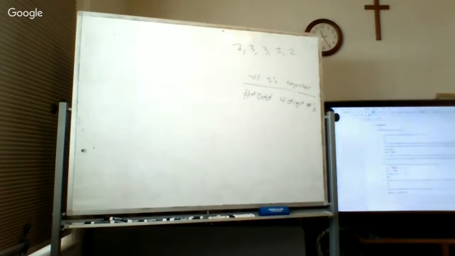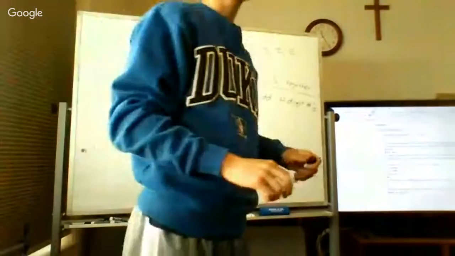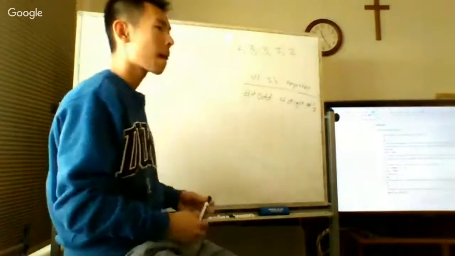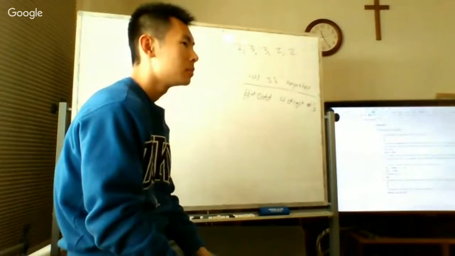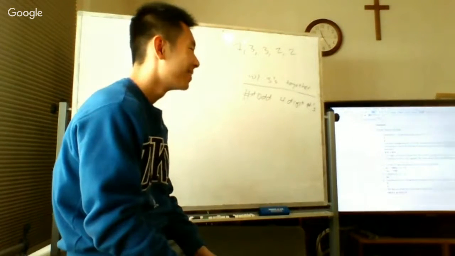Just 1 over 3P3. Divided by 2 factorial. So William says it's 3P3 over 2 factorial. Why? Or no, it's 1 over that. We'll put the 3's together, it would be 1 over 3P3 over 2 factorial. Why? No, that's weird. It works. Come on.